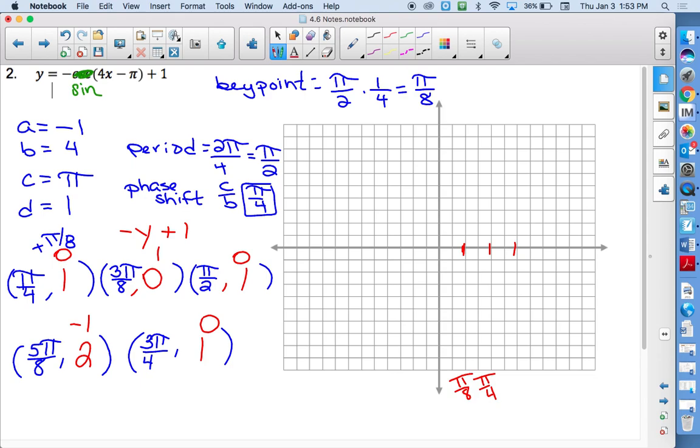So pi over 8, 2 pi over 8, this is 3 pi over 8. 4 pi over 8, which is pi over 2. 5 pi over 8. And then 6 pi over 8, or 3 pi over 4. So I just went over 2 boxes to give it a little more space, counting by pi over 8 each time. And then getting my y-axis.